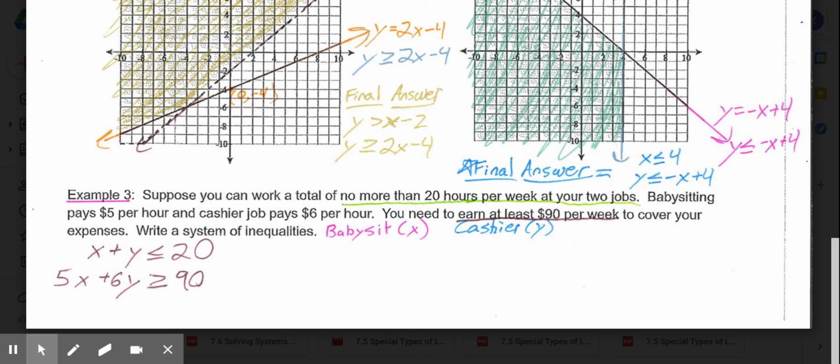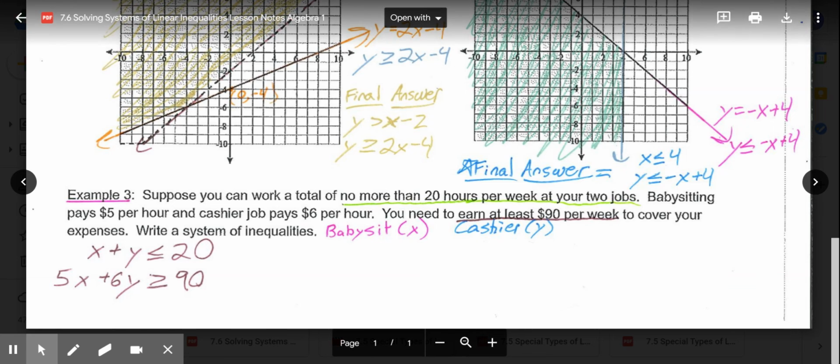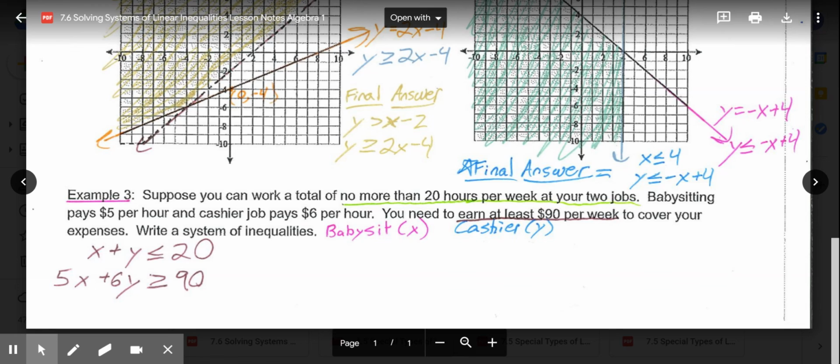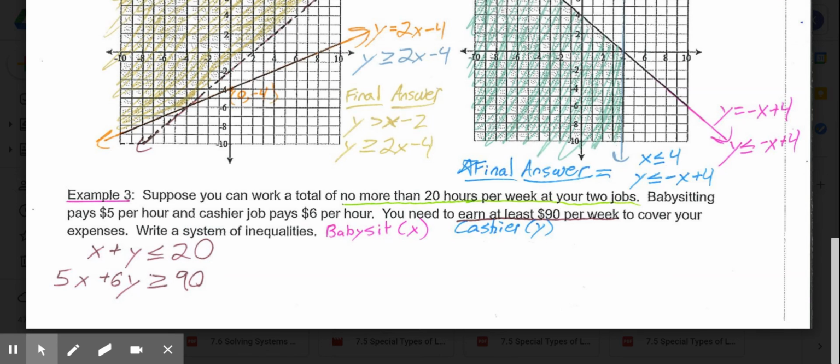Then our last example for these practice problems, or for these notes I should say, is a word scenario. It says, suppose you can work a total of no more than 20 hours per week at your 2 jobs. So our maximum amount of hours per week is 20 hours. So I know my 2 jobs added together are less than or equal to 20. If I make one job x and one job y, x plus y is less than or equal to 20. That's our first inequality.